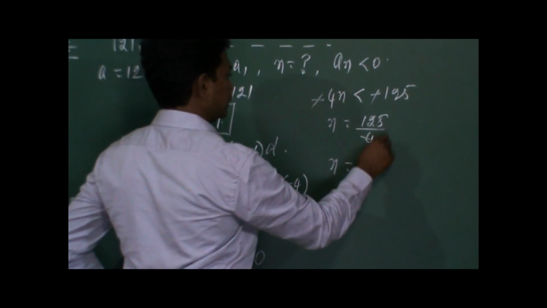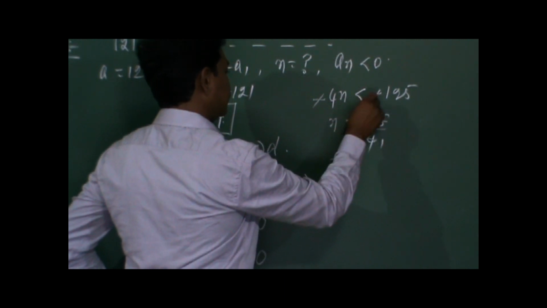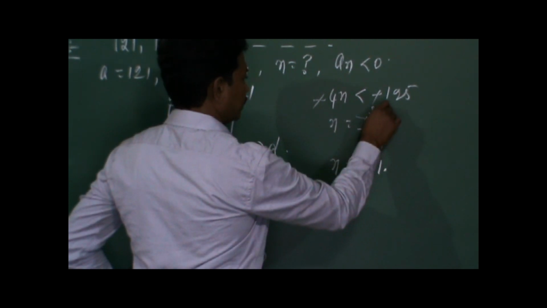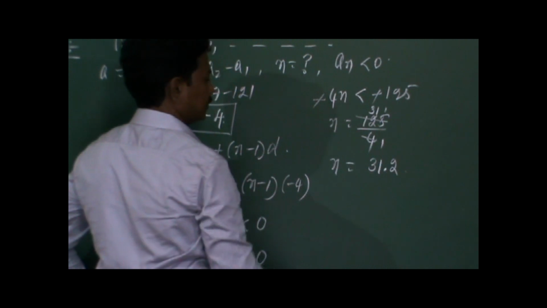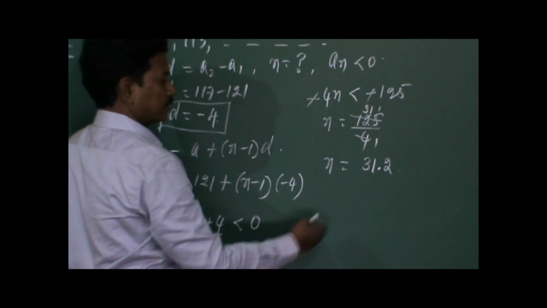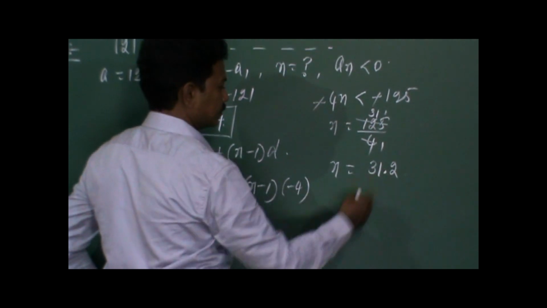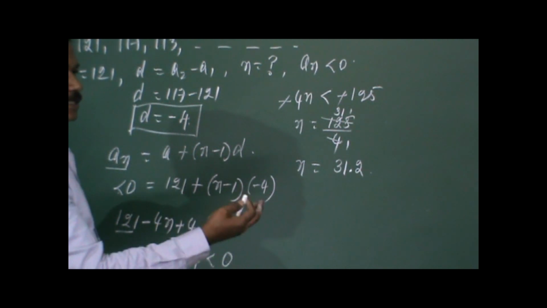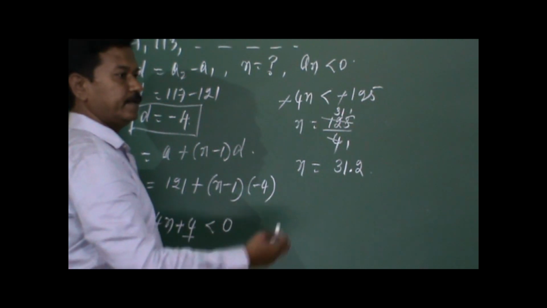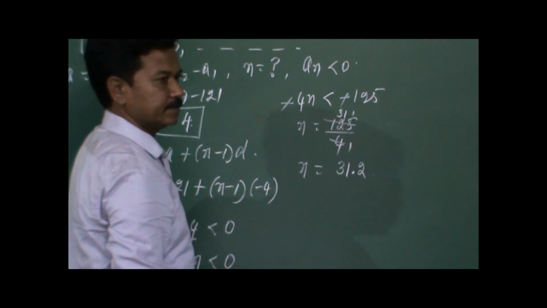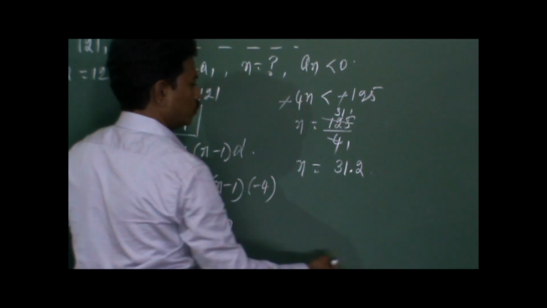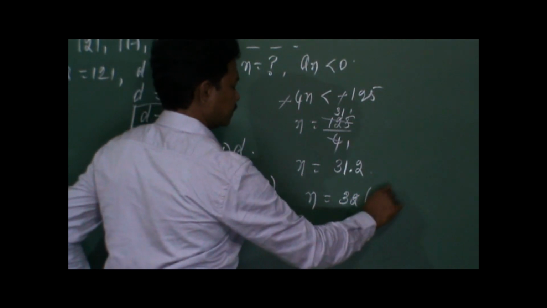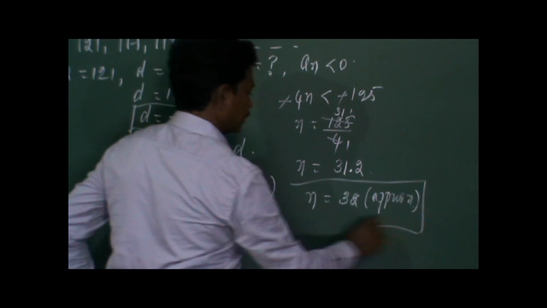So n is equal to 125 by 4. 4 threes are 12, 4 ones are 4, that is 31 point, 1 remains, 4 twos are 8. So it continues, we have not got a denominator of 0. So n is approximately 31.2. The value of n is 31.2, which means the negative number lies between the 31st term and the 32nd term. So as it is 31.2, n is equal to 32, it's an approximation.